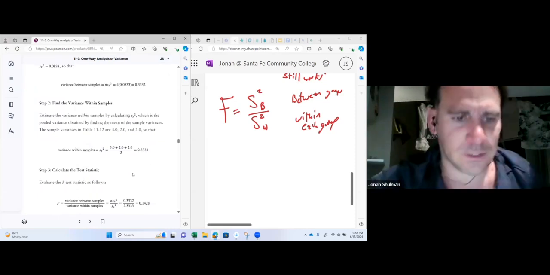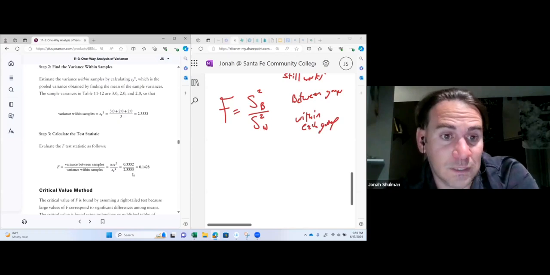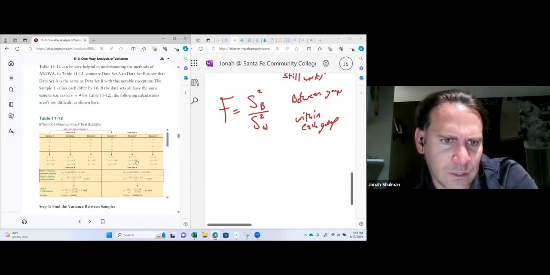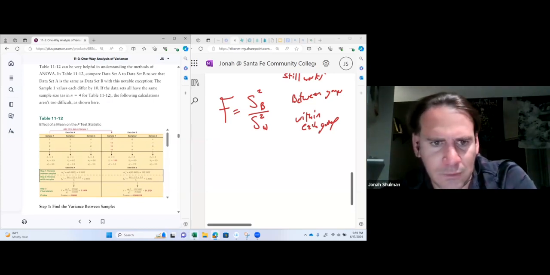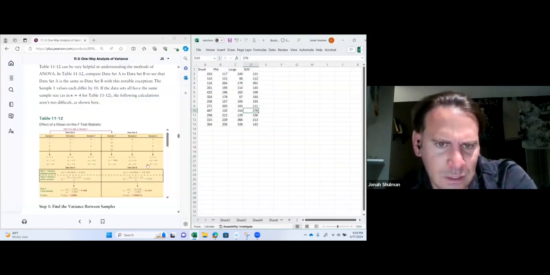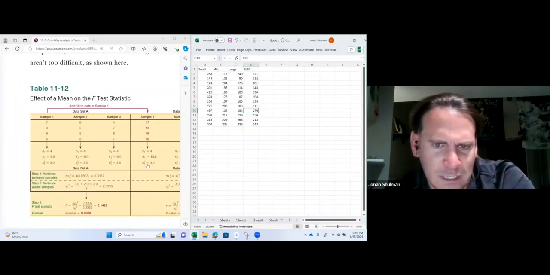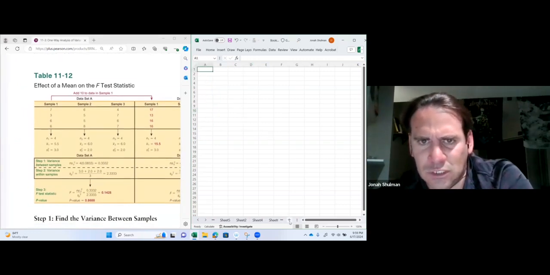Okay, so we get to do one of these by hand, which is good. We should be able to do one of these by hand. So I'm going to show you how to do one of these by hand. I'll use Excel as my guide as I do it, just so that we don't have to be really crazy. Let's do data set A. Why not? Or data set B. So let's go to a new sheet.